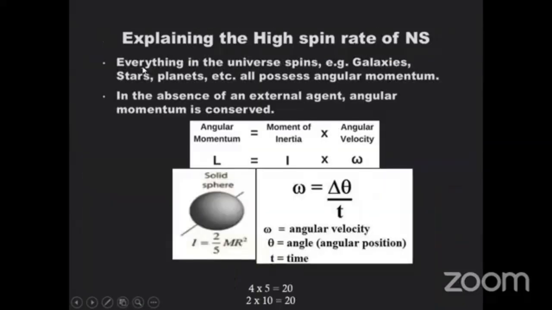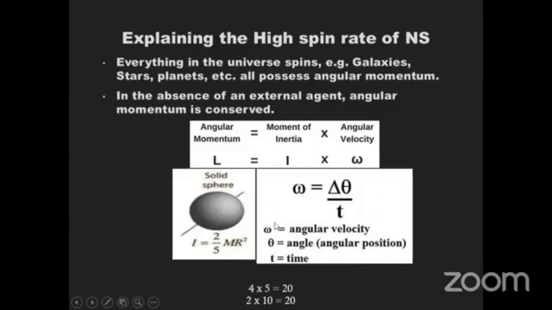Then, explaining the high spin rates of neutron stars. Why do neutron stars have high spin rates? Let us start with everything in the universe, be it galaxies, stars, planets, even subatomic particles like electrons and protons. All of these things have spin. We call that angular momentum. Now, in the absence of any external agent, the angular momentum is conserved. It is constant.